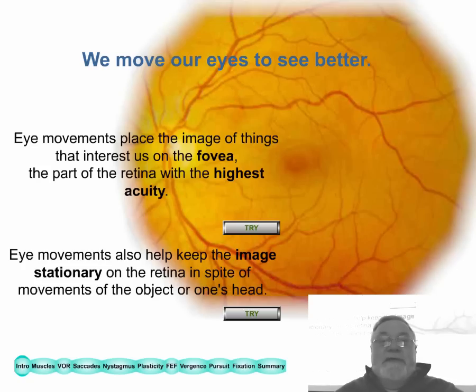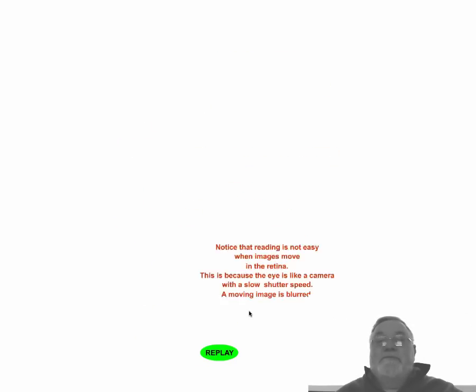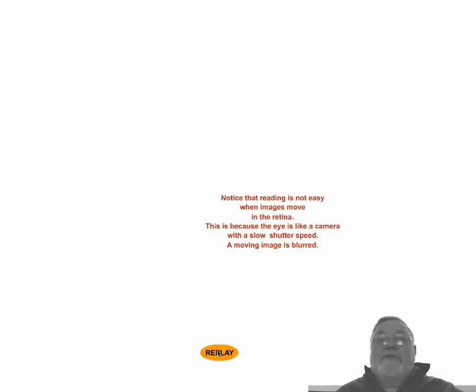Now, the other thing is, the image sometimes moves, okay? So we'll try another test, okay? You have to read this. Now you can read it, right? Now try to read it. You can't, okay? So while it's moving on your retina, you're blind to it. It's only when it's stabilized on your retina that you can make out what the words are. So those are some of the things that these eye movements are trying to compensate for.